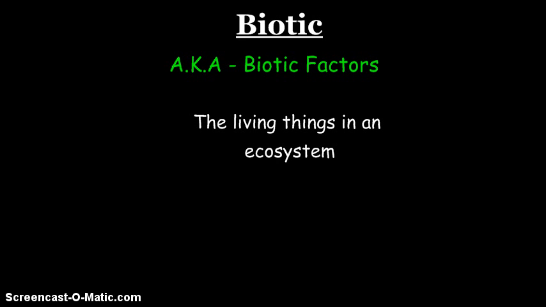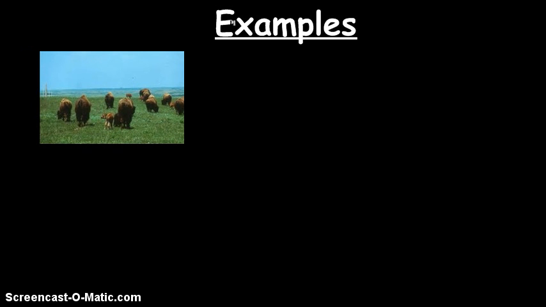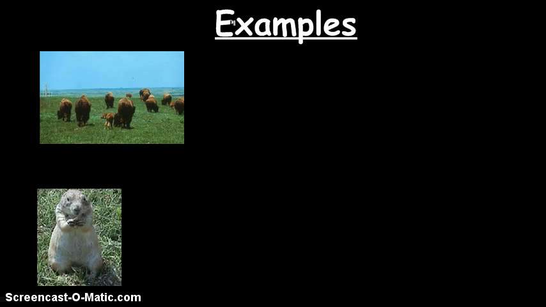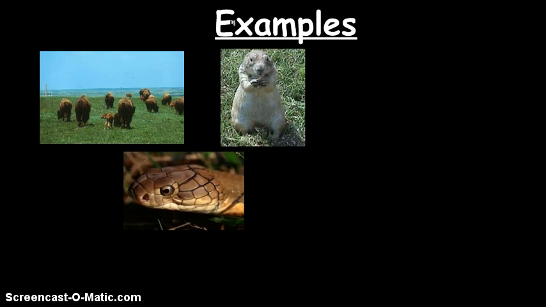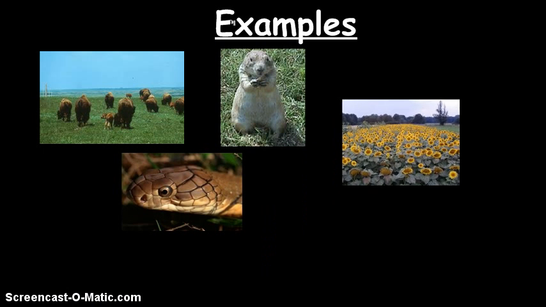So you might look at an example being the bison on a prairie. In this photo, you see the bison and the grass as being examples of living things in that ecosystem. But if you look closer, maybe there is a prairie dog and then maybe a snake. Or maybe along the edge of that prairie is some sunflowers. So those would be examples of biotic factors in an ecosystem.